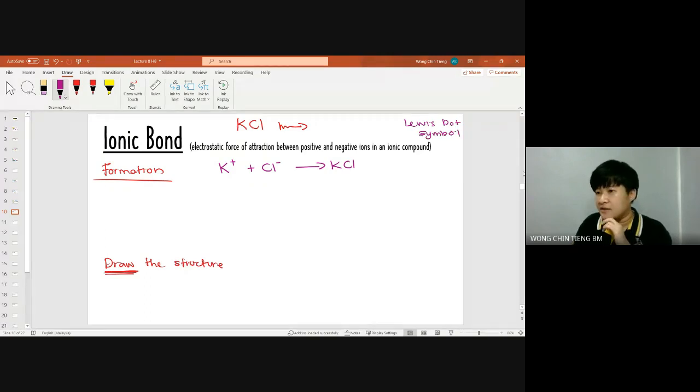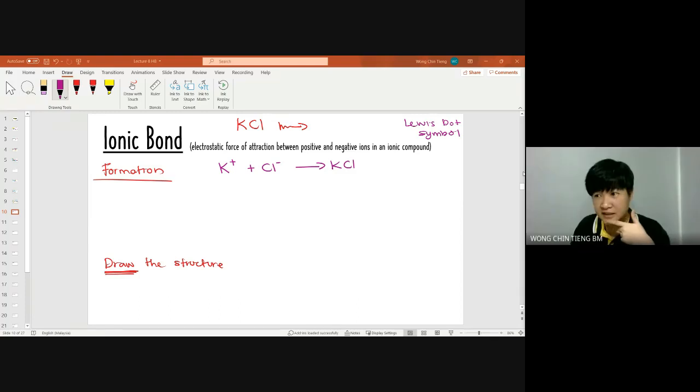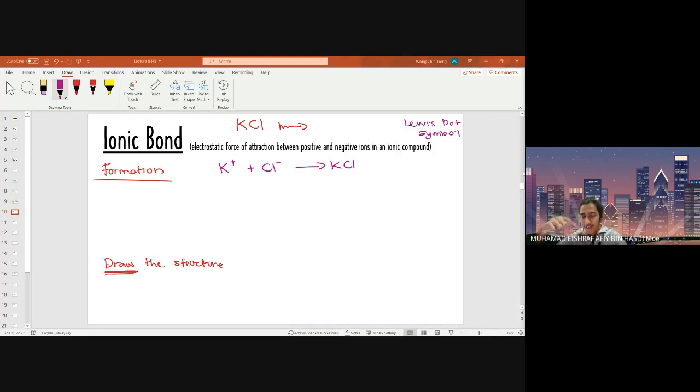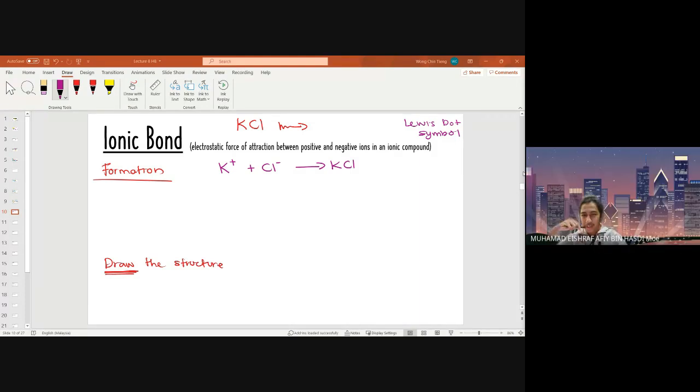Alright, you need to start off with the Lewis dot symbol. Muhammad, I don't know how to pronounce your name, boy. How to pronounce that name? Ishraf, Ustaz. Ishraf. Kalau ni Afi pun okey. Afri. Alright, yes, Afri.